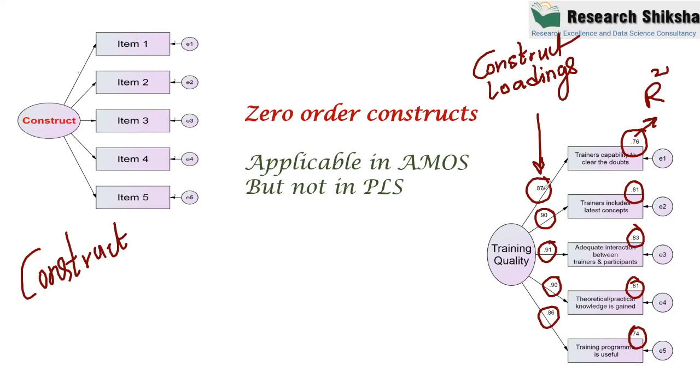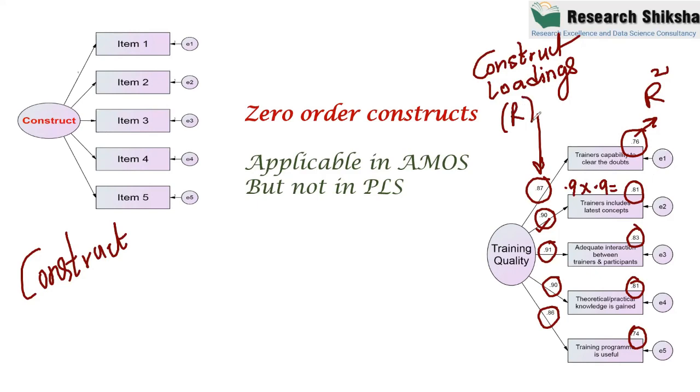Basically, if you multiply it, for example, 0.87 multiplied by 0.87 is equal to 0.76. In this case, 0.9 multiplied by 0.9 is equal to 0.81. So if this is R square, this is R.